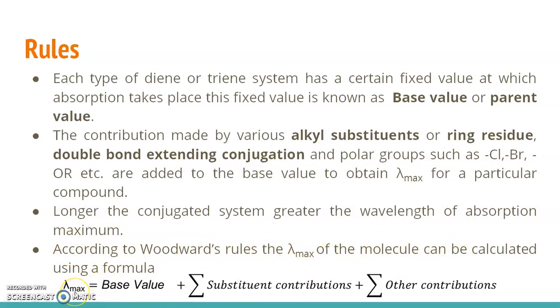I have the formula here: lambda max is equal to the base value or the parent value plus the substituent contributions. Any kind of substituent contribution I have discussed, whether it is the alkyl substituent, the ring residue, a double bond extending conjugation, or any of the polar groups, they all fall under these substituent contributions. And if you sum them all up, that is the theoretical absorption maxima value which we can get.